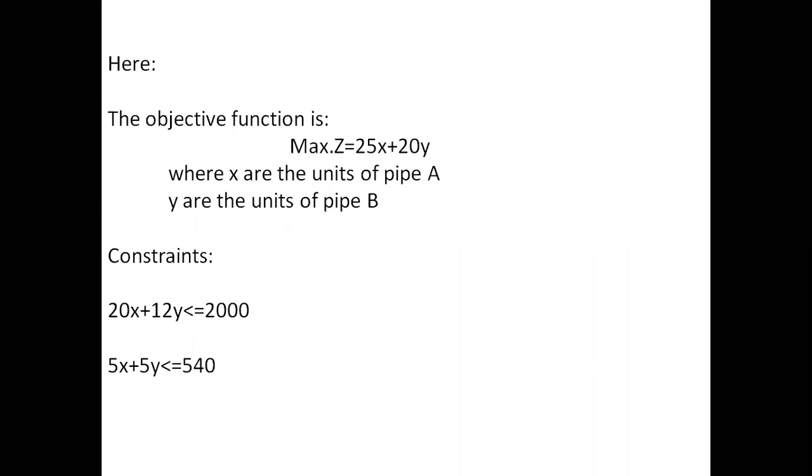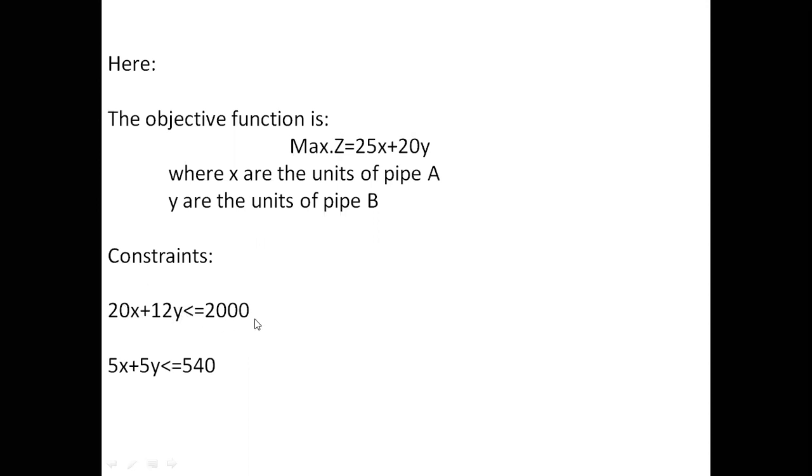So the objective function here is to find the maximum z, considering x as toy A and y as toy B. So we have to find the maximization equation. For that, what are the constraints given to us? Out of 2000 manufacturing units, we require only 20 for X manufacturing and 12 for Y manufacturing. Hence, 20x plus 12y is less than or equal to 2000.